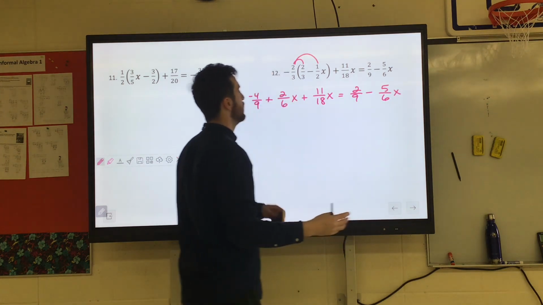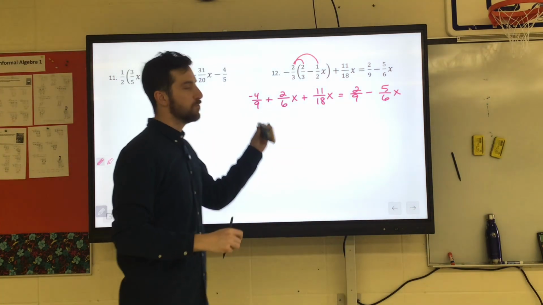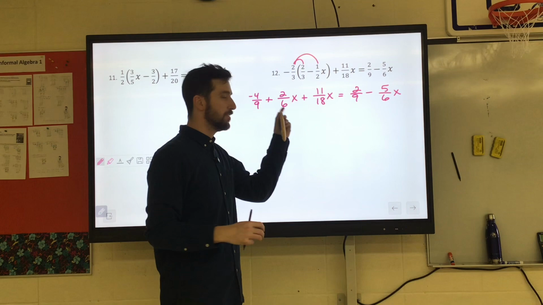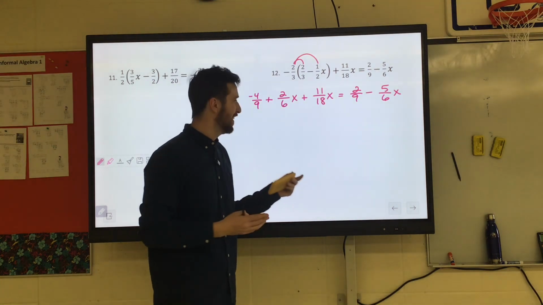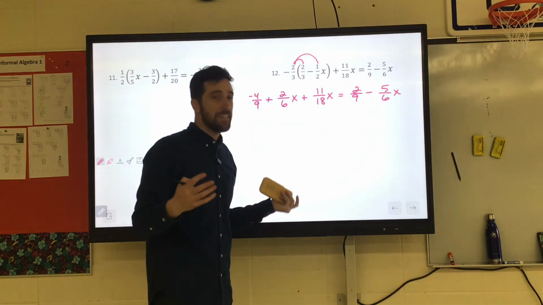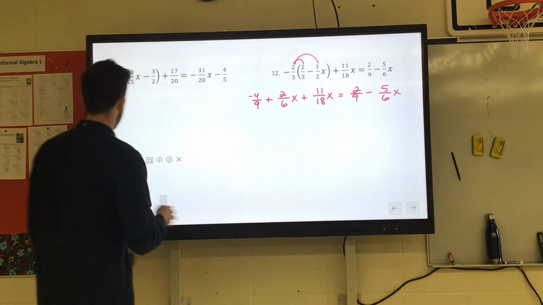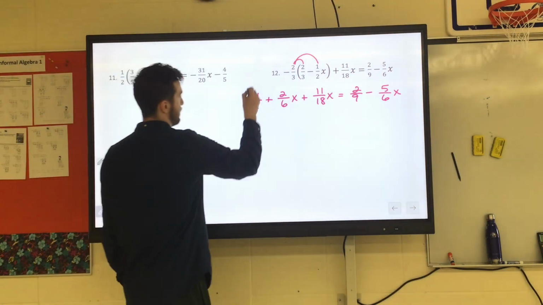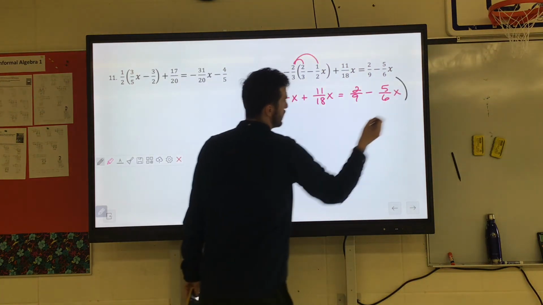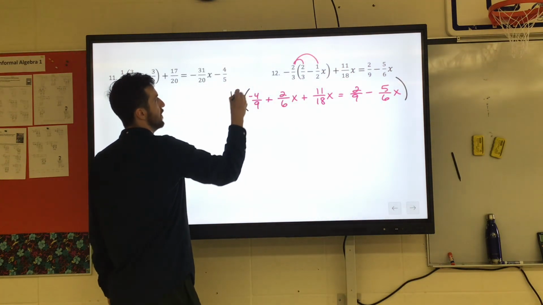Now again, you have something you can simplify, the 2 over 6 right here. You can simplify that to 1/3. It's not going to make a difference here. All of these go into 18. So we're going to multiply by 18. It'll all simplify out at the end.